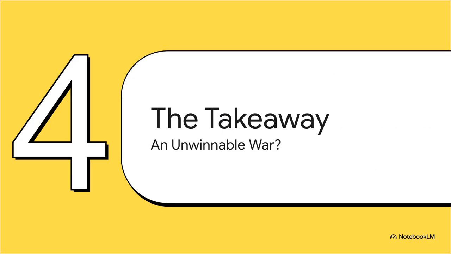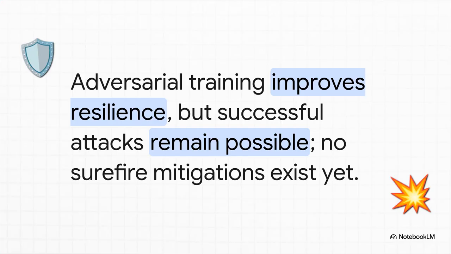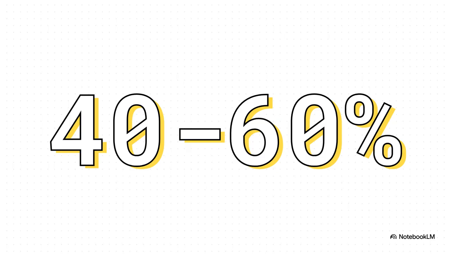So problem solved, right? Not exactly. Even with these incredible defenses, this is not a done deal. This is an arms race, and it is far from over. The simple truth is, adversarial training makes it way harder to attack these systems, but it doesn't make it impossible. Bad actors are always coming up with new tricks, and even the most well-defended AIs can still be fooled. And here's a number to back that up. A recent study found that even on modern, state-of-the-art AI systems, these indirect prompt attacks still succeed somewhere between 40 and 60% of the time. That is a pretty sobering number, and it just goes to show how stubborn this problem really is.